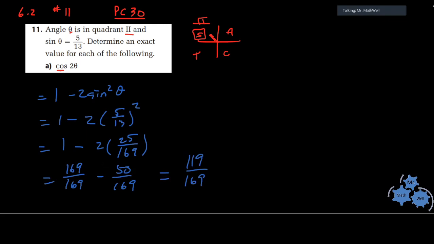So determine an exact value for each of the following. So there you go. So cos 2 theta, a different way you can write that using just sine of theta. Looks like this should be your answer. You can double check my math here. But 119 over 169, that's how you do it.